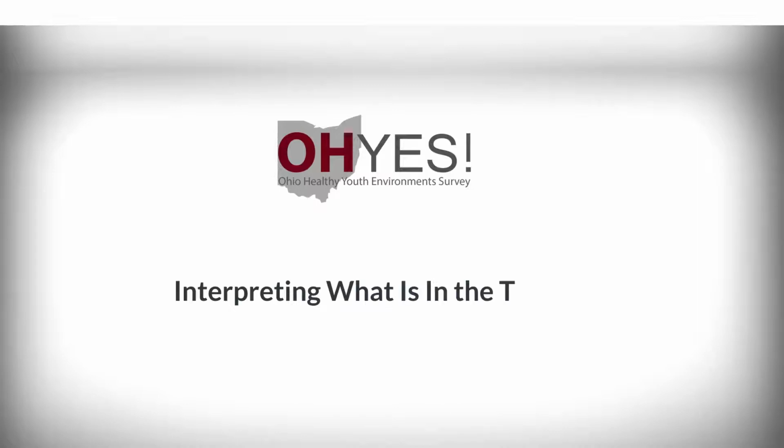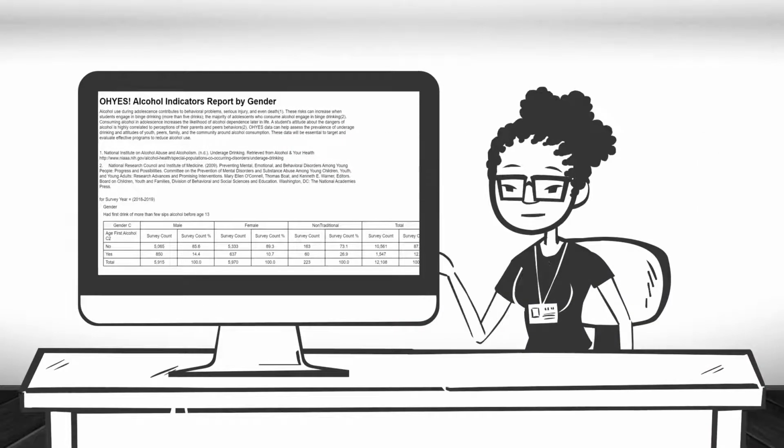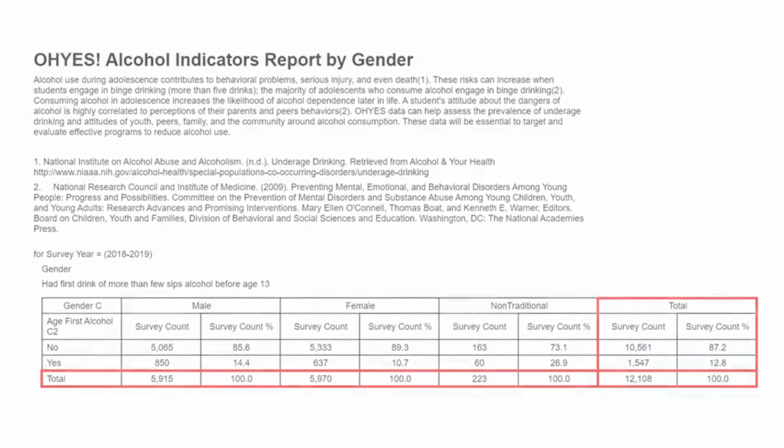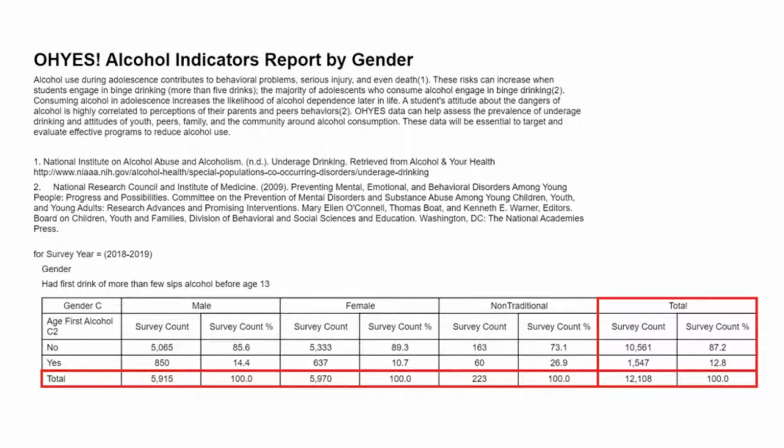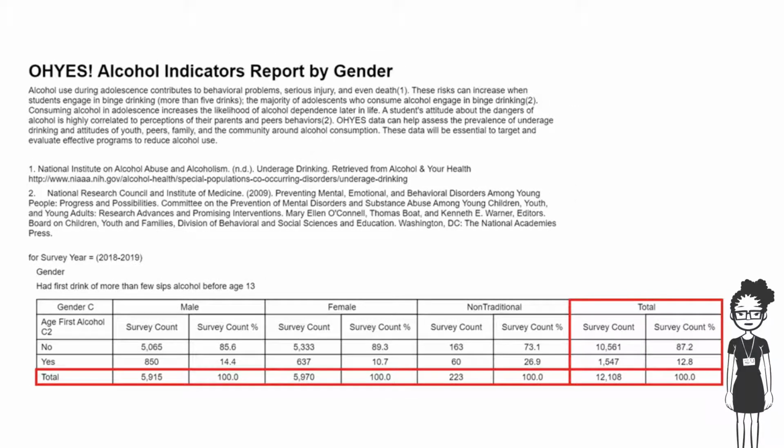Interpreting what is in the tables. Let's take a closer look at the output tables we created from the database. Here is our table looking at alcohol use prior to age 13 by gender for the 2018-2019 school year. The table breaks down responses to the survey item in rows, by gender in the columns.